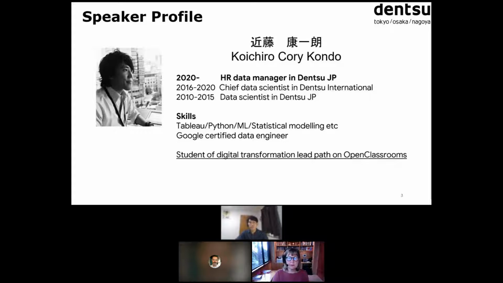So please let me introduce myself first. My name is Koichiro Kondo. I am HR data manager in Dentsu, and I am in charge of data-driven projects, including HR analytics and data expert training. Before my current role, I have developed my international experience in London and had a rich experience in data analytics and digital consultancy. Now I'm taking the digital transformation lead path as a student at OC, and I will let you know my personal impressions about OC as a student as well.